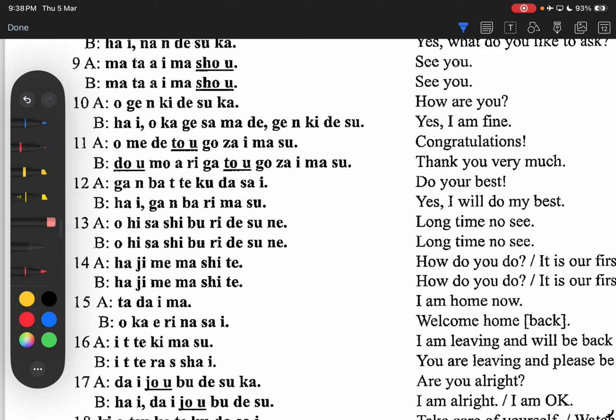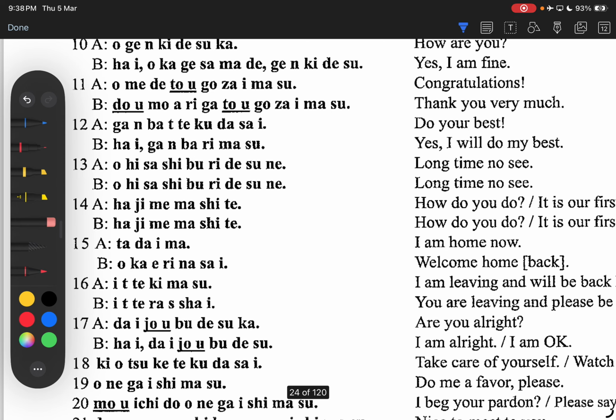So long period days, it has been a long period of days. That means, oh, I haven't seen you for a long duration. It equals to meaning it has been a long time, which equals a long time no see. So you reply back the same thing. Oh, hisashiburi desu ne. It's like the guy says long time, and you say long time, the same reply.